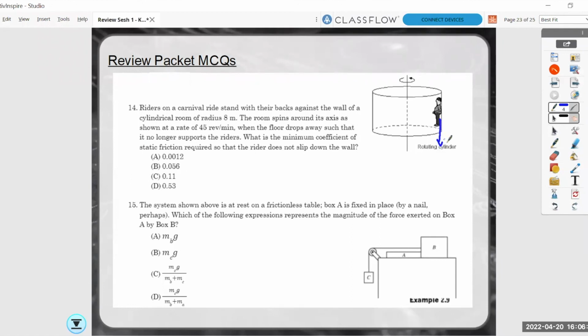You've obviously got mg down. But then you need two other forces. You need some kind of force pushing you inward because, of course, you are moving in a circle. And because you're not falling, you also need some force pushing you up. Yeah, that's fair. So this is a little unusual in that the force that is pushing you inward on the ride is the normal force. And the force that is pushing you up is static friction.